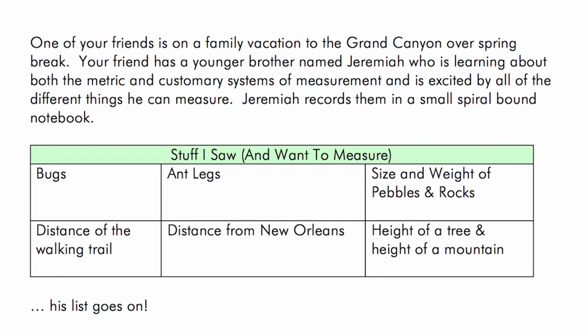Jeremiah records them all in a spiral-bound notebook, and he writes, "Stuff I saw and want to measure." He sees bugs, ant legs, size and weight of pebbles and rocks, distance of the walking trail, distance from New Orleans, which must be his hometown, and height of a tree, height of a mountain. His list goes on.